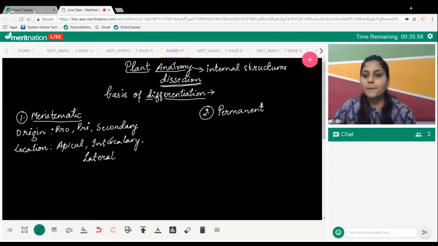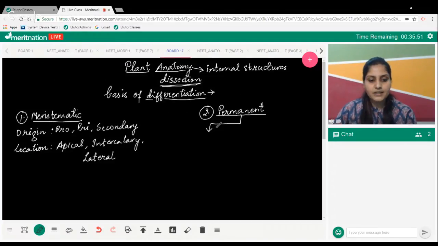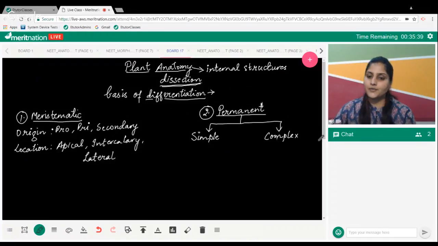Okay, fine. And then coming onto the permanent tissues, here also we can have two broad categories: simple, made up of the same types of cells, and complex, made up of different types of cells. That is the broad classification we follow in case of plant tissues. Exactly, Ankit, very fine.